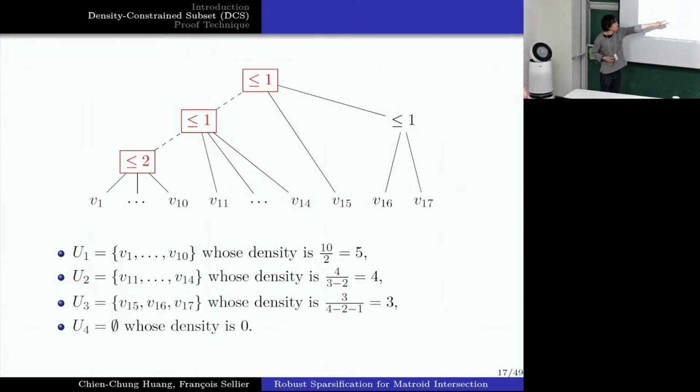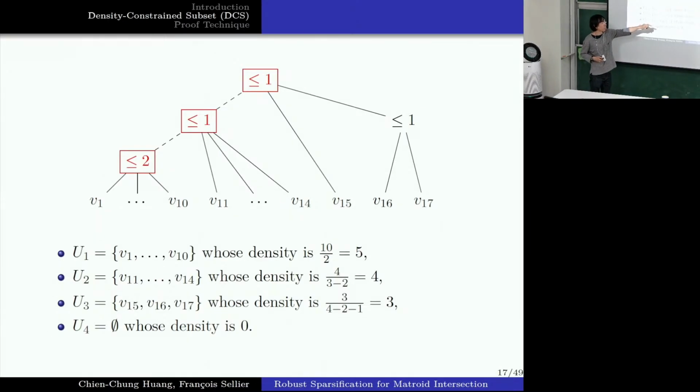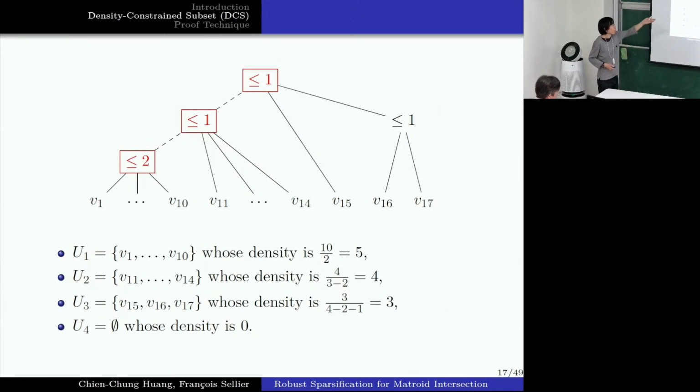So U2 is going to be this, with density 4 against 1, so you get 4. And U3 is going to be all the 3 remaining elements. And U4 is empty. You probably noticed that the densities I found are monotonically decreasing. It's not surprising.